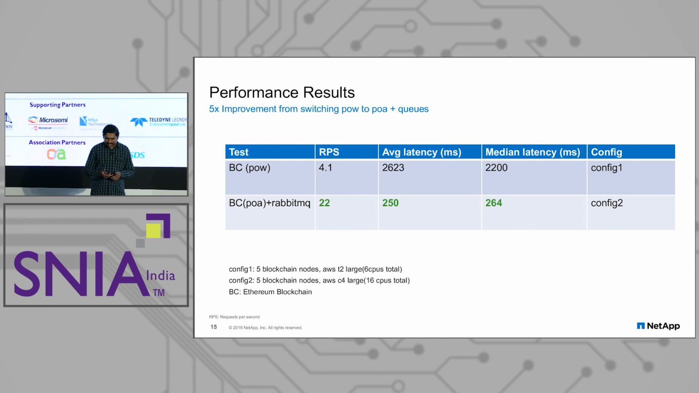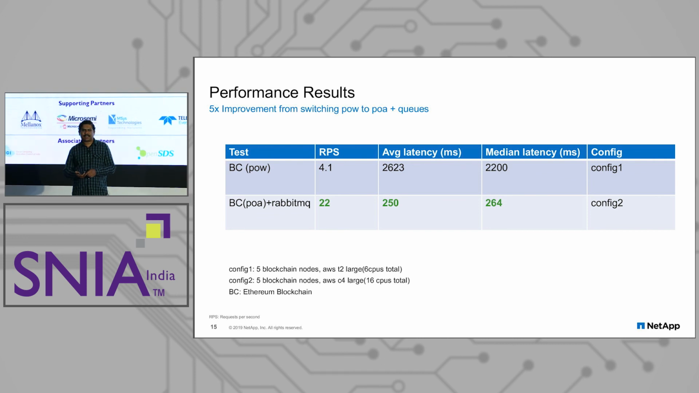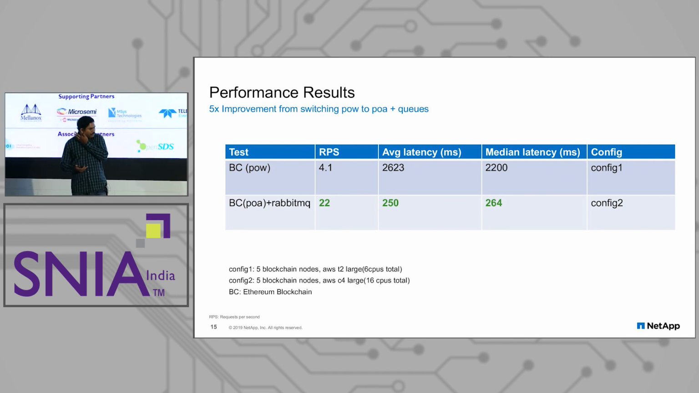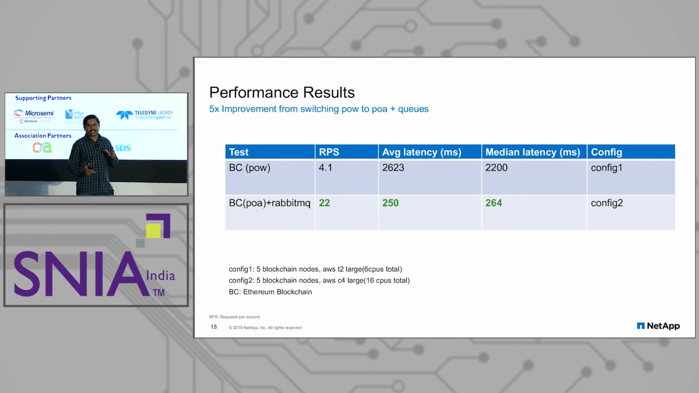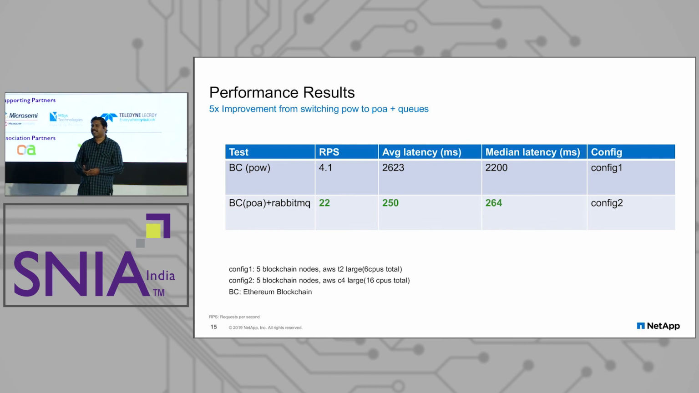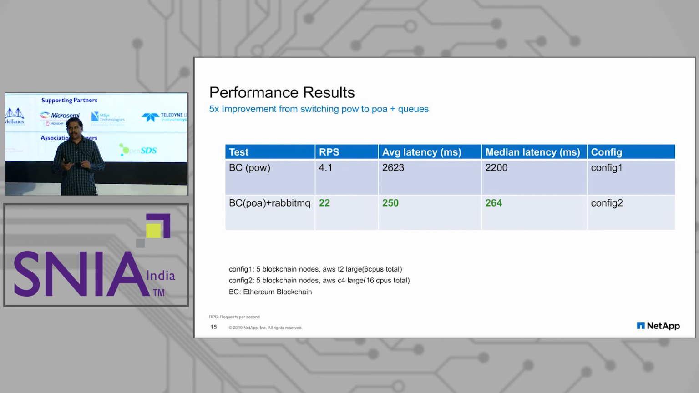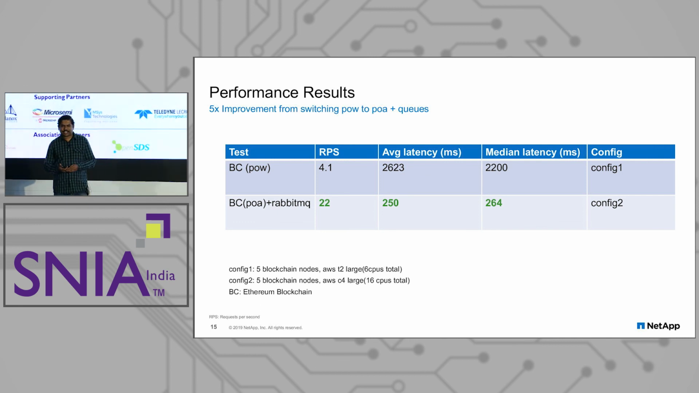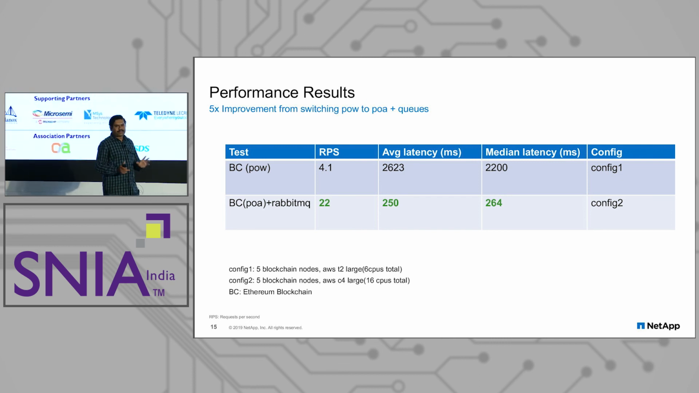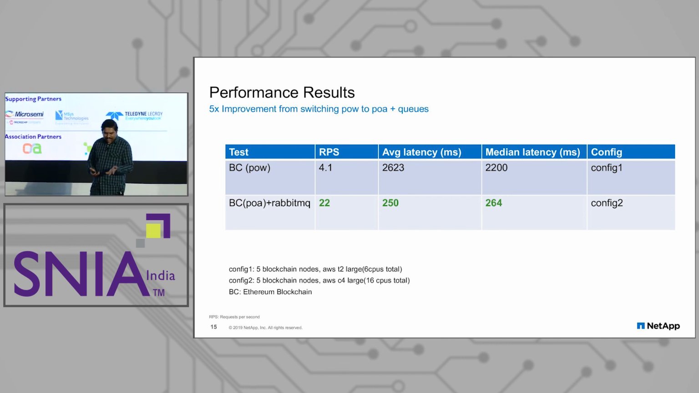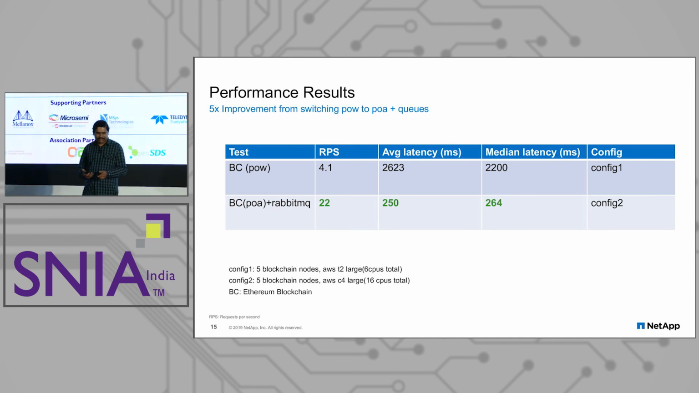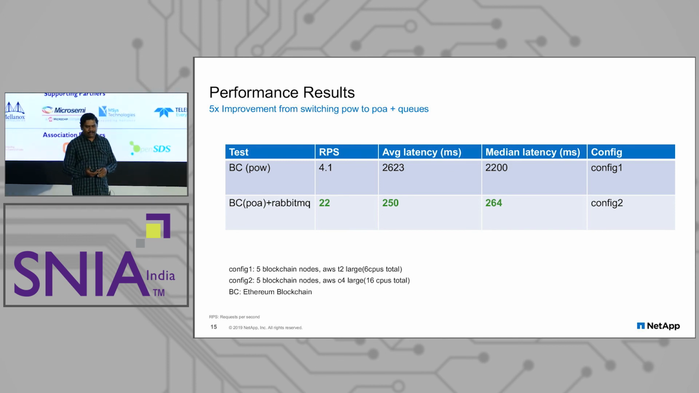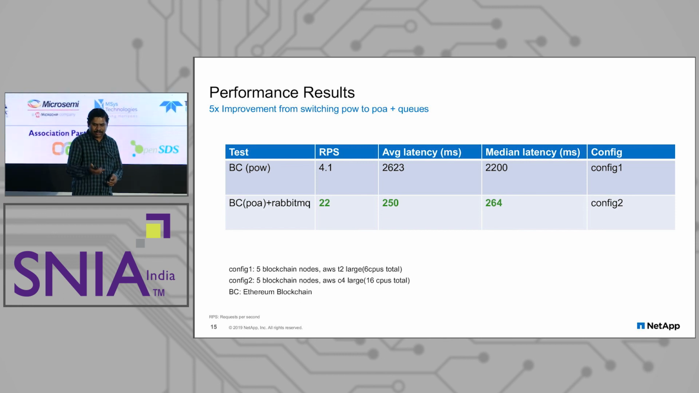We got a very high latency because the blockchain has to do a lot of compute and replication. Because of this bad performance, we switched over to another consensus mechanism called proof of authority, where the identity of the user is used as a reputation for validating transactions. Along with the message queue framework, we got a 5x improvement in performance, jumping to 20 requests per second with reasonable latencies. These are the configs we used: 5 blockchain nodes, hosted on AWS with many CPUs.